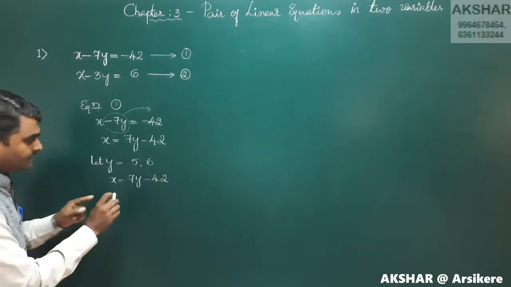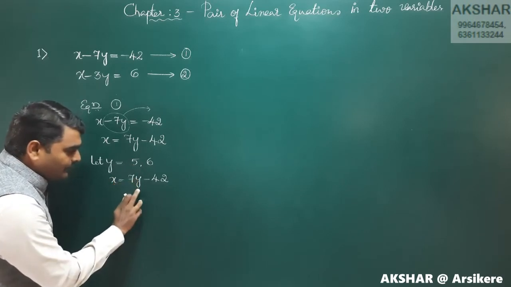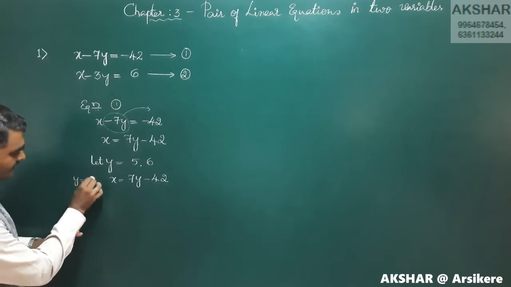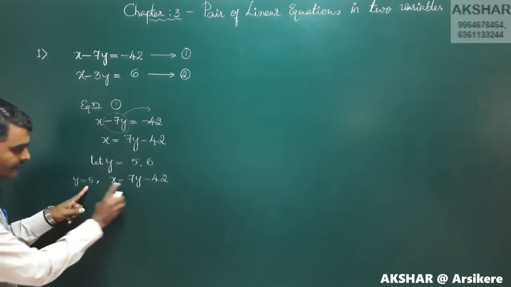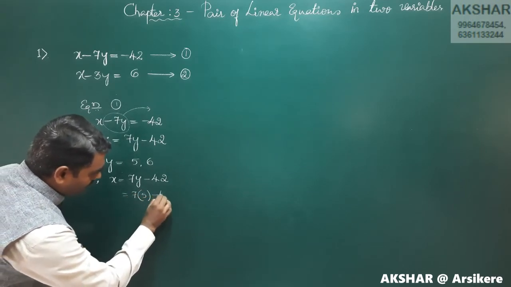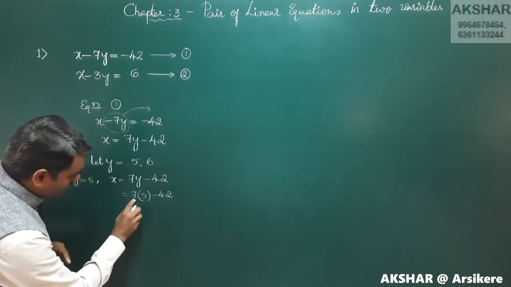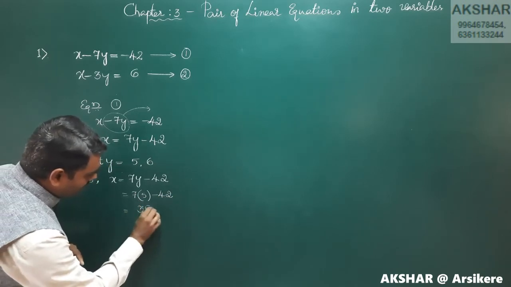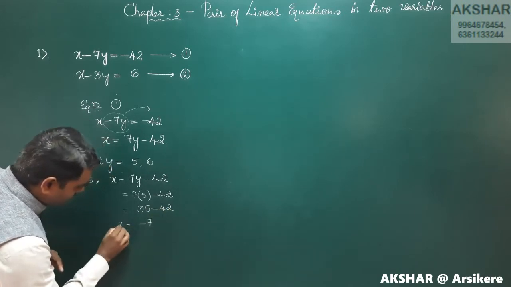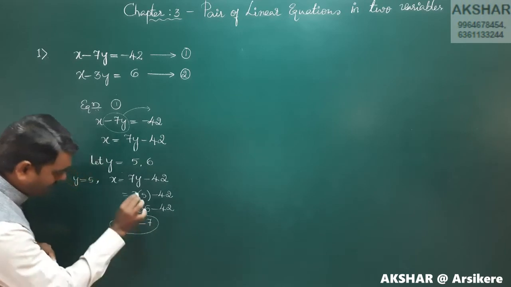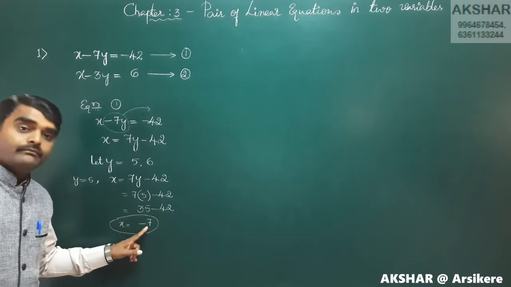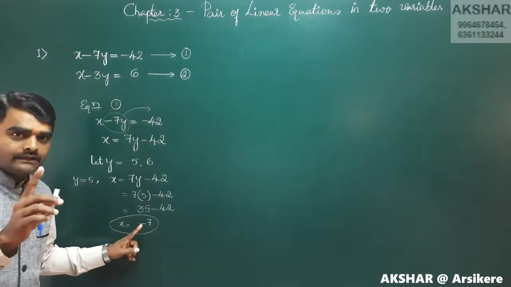This is the equation. Substitute 5 in place of y, right? First I am taking y is equal to 5. Substitute the value in place of y: 7 into 5 minus 42. 7 fives are 35, minus 42. So it is minus 7. X is equal to how much? That is minus 7. When y is equal to 5, x becomes minus 7. Remember, my dear children.